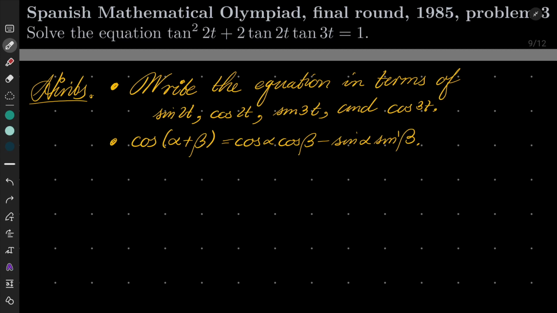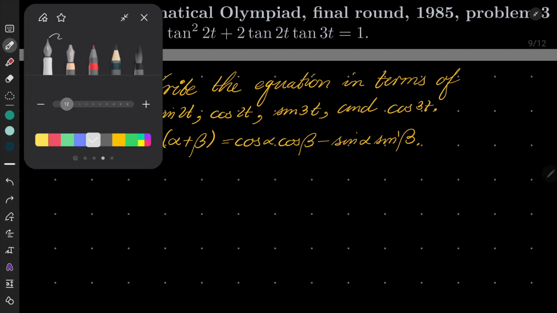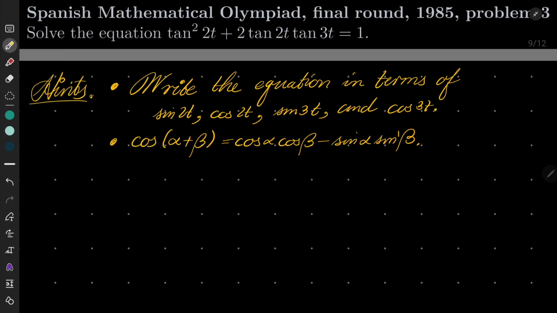My hints for this problem are, first of all, try to write this equation without the tangent function, so in terms of sine of 2t, cosine of 2t, sine of 3t, and cosine of 3t, and then the formula for cosine of alpha plus beta, which is given here, may be used, and also maybe some other formulas are necessary along the way. We shall see. So give it a try and see you in a minute.